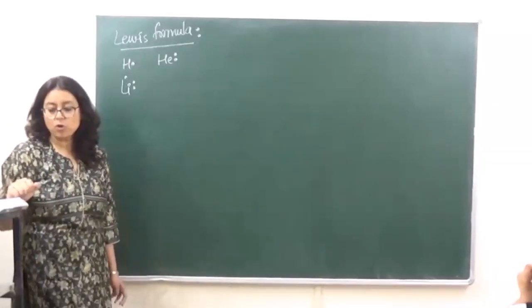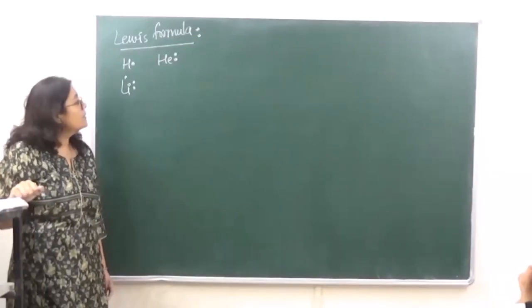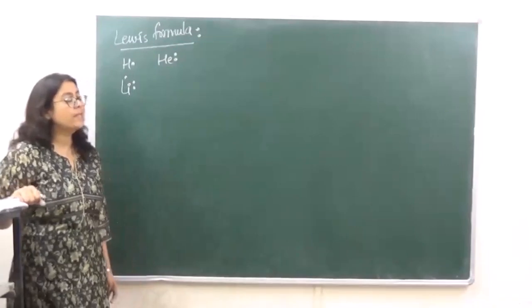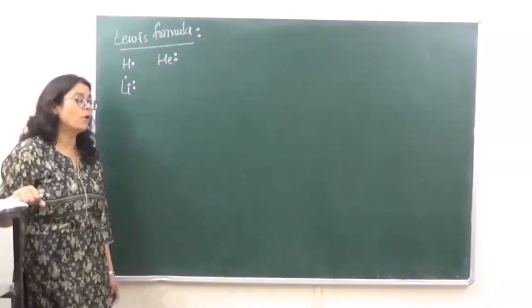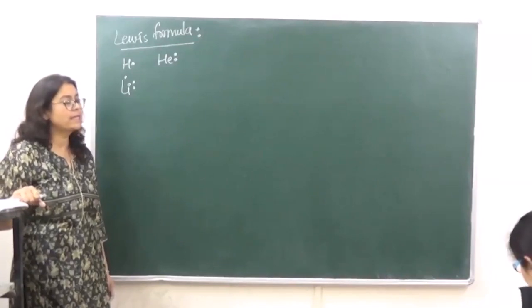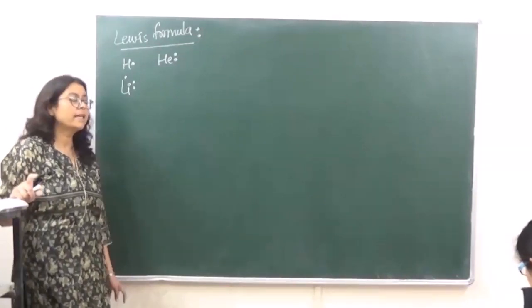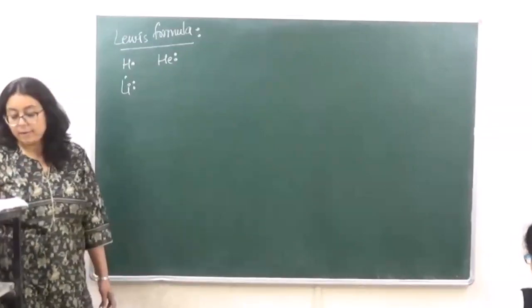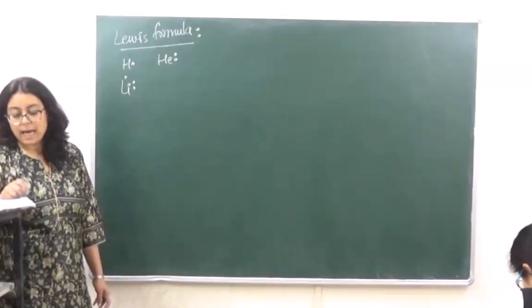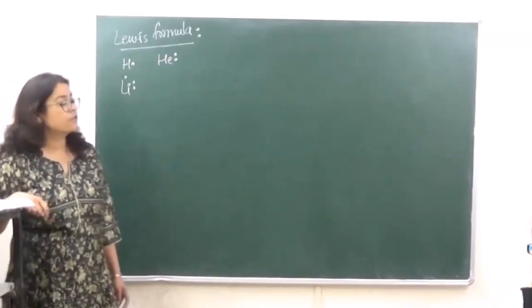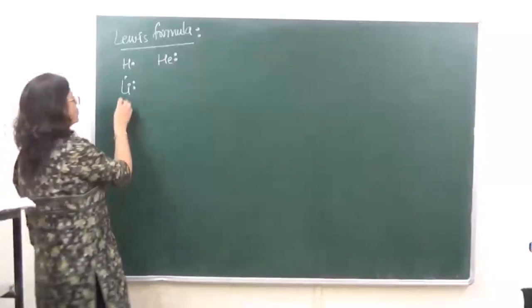It basically shows us how many electrons are present in the outermost shell, or how many electrons are available for bonding. Because we know that only the electrons present in the valence shell are available for bonding. The inner electrons do not participate in bonding. Okay? Depending upon this, there are certain steps which are given to write down the Lewis formula. Let's go on to these steps.